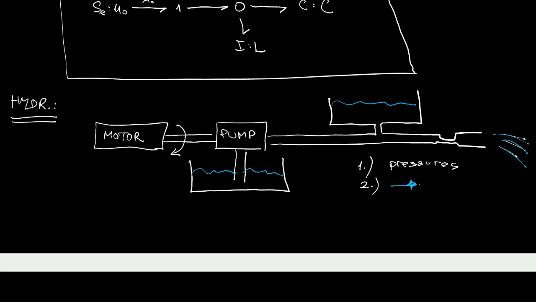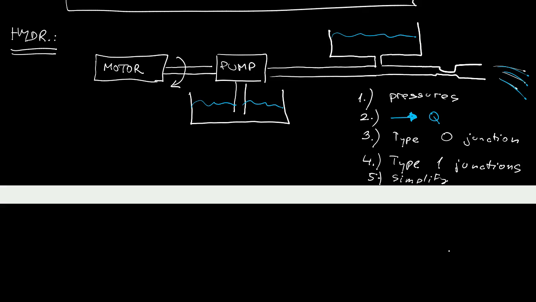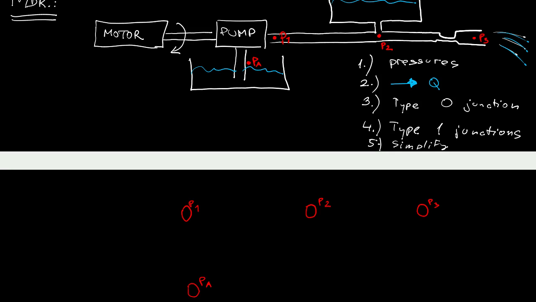The general procedure here is pretty much the same as in electrical circuits. That means we identify the spots of distinct pressure, we set the coordinate frame for the flows, and then we start by drawing type 0 junctions and then type 1 junctions, and finally we simplify. So let's have a look at how this will look concretely. So we augment our technical drawing with the distinct pressures, atmospheric, P1, P2 and P3, and we draw them at the beginning of drawing our bond graph.